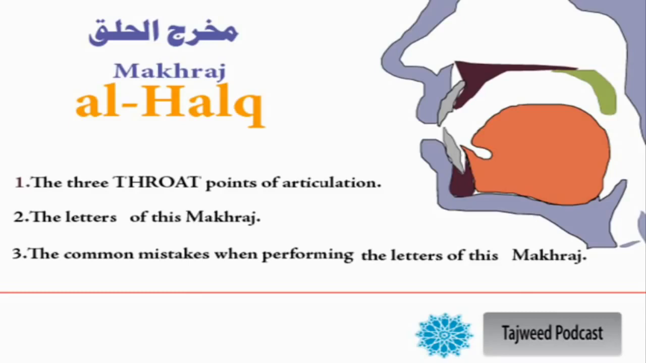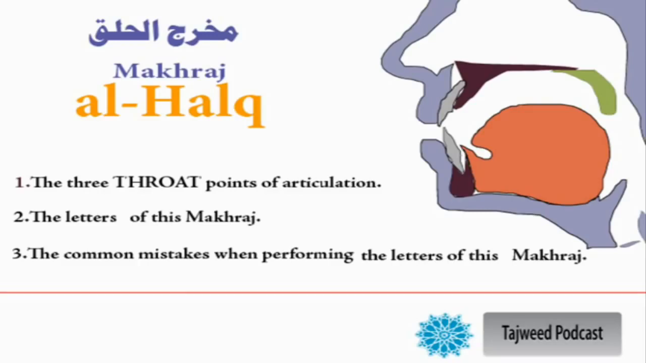Today, inshallah, we are going to talk about the second one, which is called Makhraj al-Halq. Al-Halq represents the first Makhraj coming after the lungs and after the chest, where the air comes out before reaching the oral cavity, which is the mouth. So I'm going to talk about the 3 throat points of articulation. There are 3 points divided into 6 letters. And thirdly, I'm going to talk about the common mistakes when performing the letters of this Makhraj.